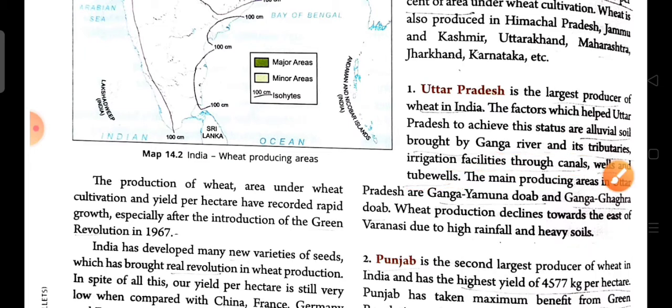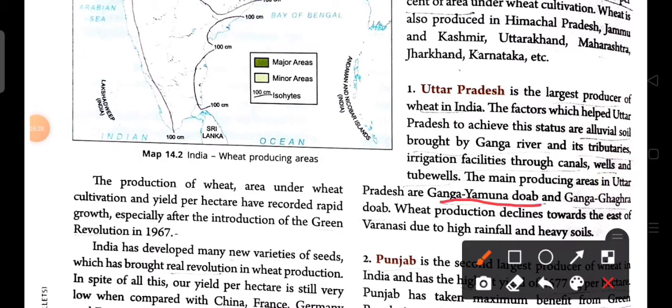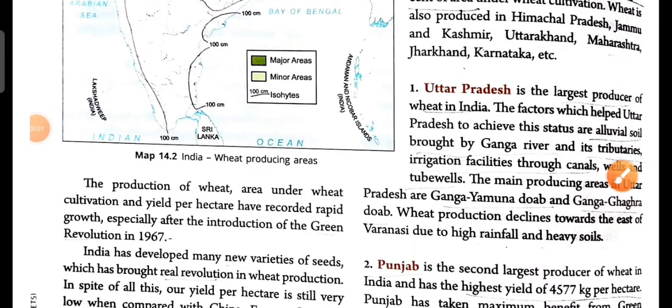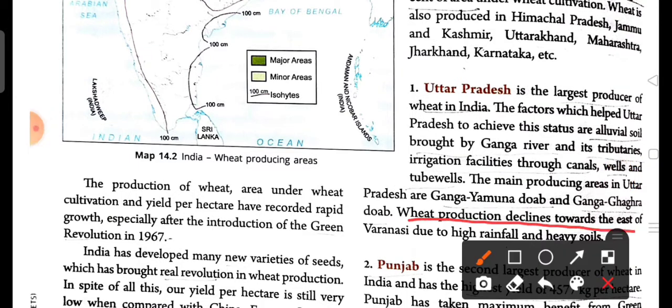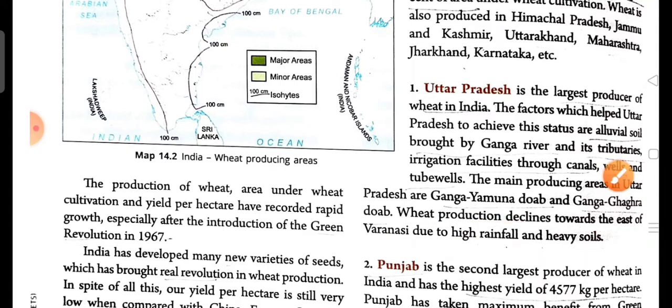After this, the main producing areas in Uttar Pradesh. So now we learn about the main producing areas where in Uttar Pradesh the production occurs in large quantity. They are Ganga Yamuna Doab and Ganga Ghagra Doab. In these two Doab regions is the main producing area of Uttar Pradesh. Wheat production declines towards the east of Varanasi due to high rainfall and heavy soil, which means in the Ganga Yamuna Doab region near the Varanasi area, the production of wheat declines.